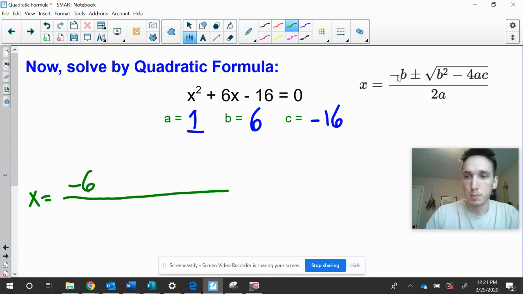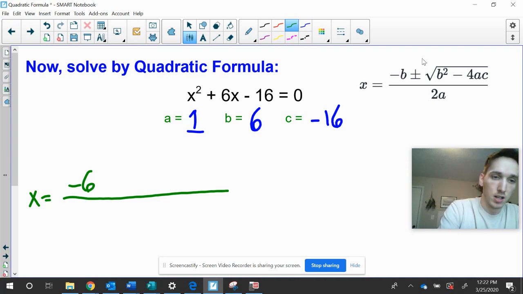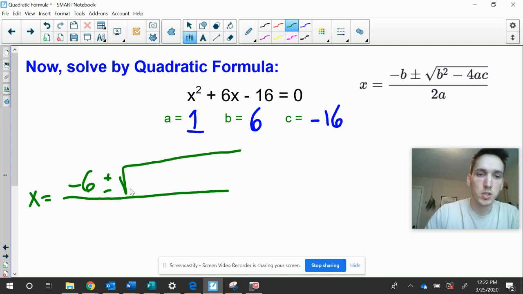And then we've got this plus or minus right here. Remember how on Monday we were doing solving by square roots? We need the positive and negative square root. It's kind of the same idea here. So plus or minus the square root of, and once we start working this out, I'll show you how to handle this. So plus or minus the square root of b squared. So b is 6, so make that 6 squared.